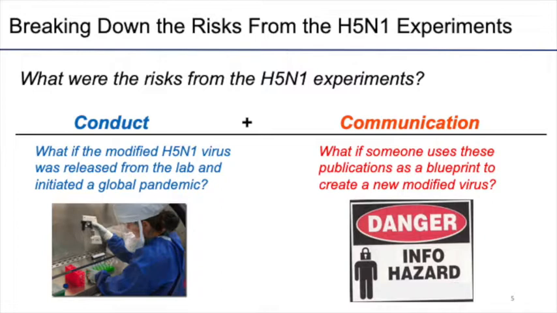So first are the risks that arise from conduct. Basically, people are worried that if somebody's working in the lab with the H5N1 virus and somehow that virus was released from the lab, that could end up initiating a global pandemic. And then secondly, there's a category of risk from communication. This is basically if somebody can use the information provided in the publications that result from the research as a blueprint to create a new modified virus. And of course, in the EA community, we typically think of these as info hazards.